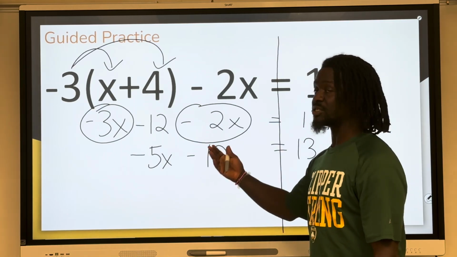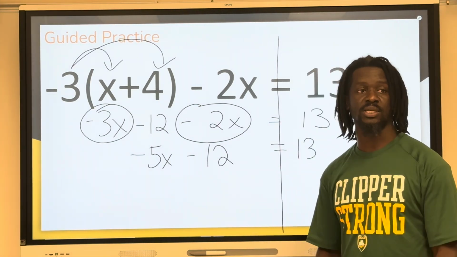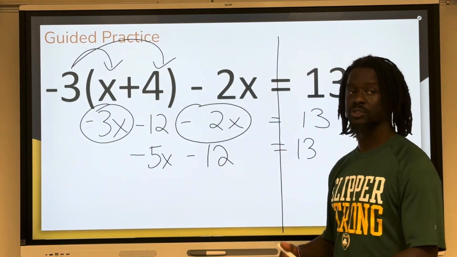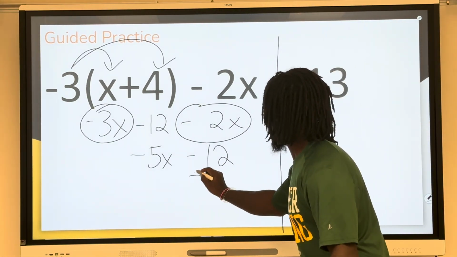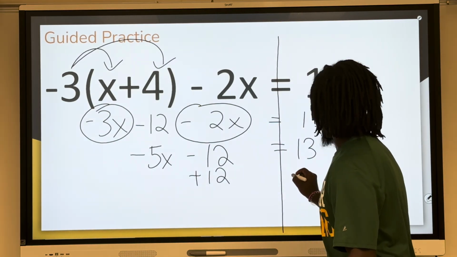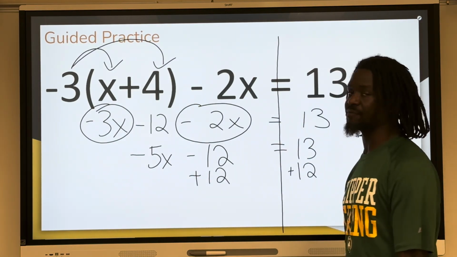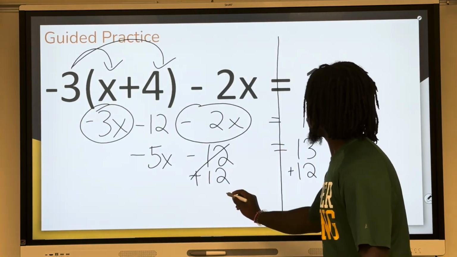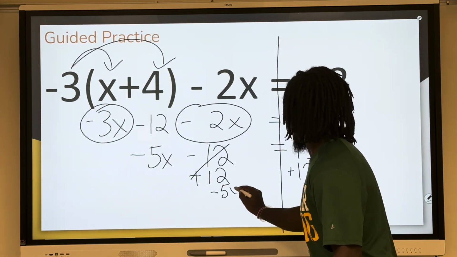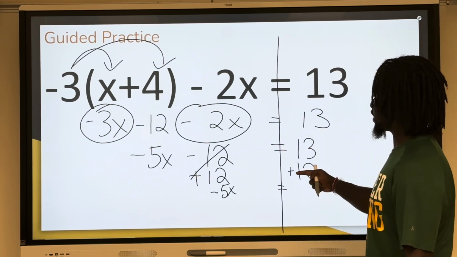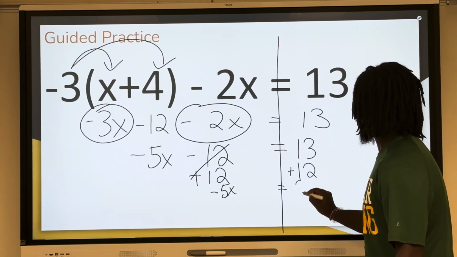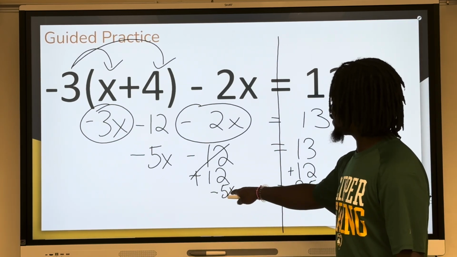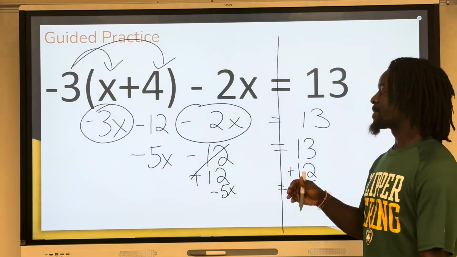Then I need to solve the remaining equation by using the inverse operation. So I need to get rid of this minus 12, so I'm going to do the inverse, which is to add 12. And whatever I do to one side, I'm also going to have to do to the other side. Negative 12 and the positive 12 are going to cancel, leaving me with negative 5x equals 13 plus 12 is 25.